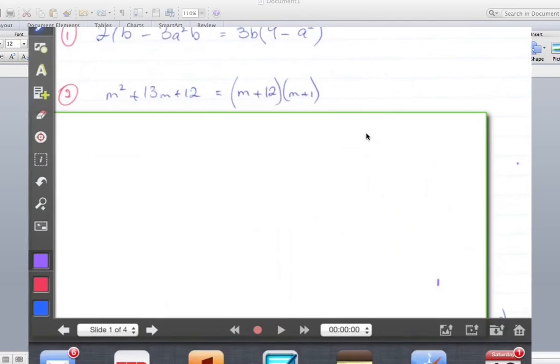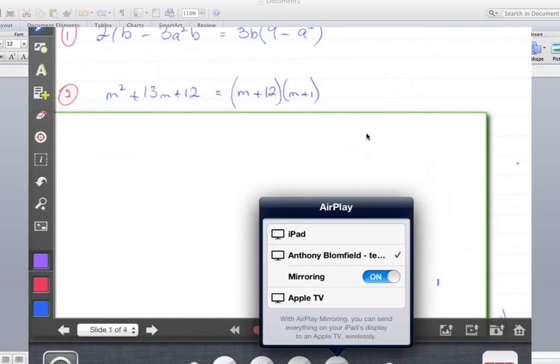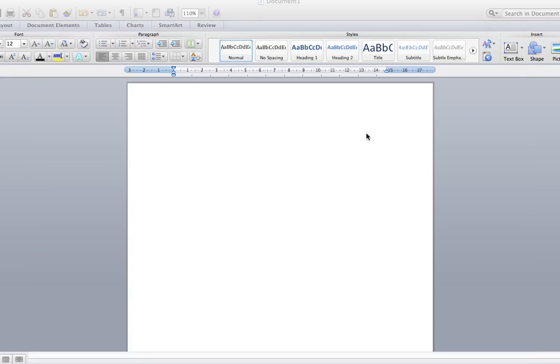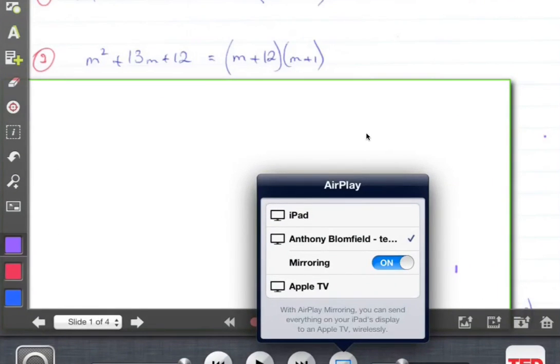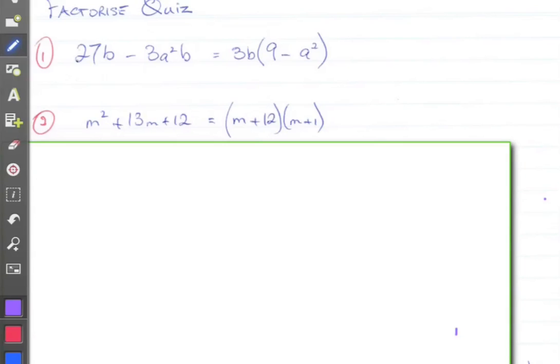Okay, so we're going to have a look at a video here that, any second now, is going to look at the factorization quiz that you did recently. And I'm going to go through each question very quickly and then show you some feedback on some solutions and some errors that are typically being made.